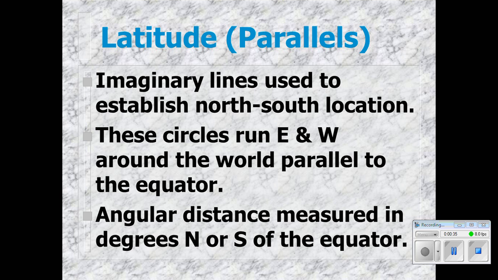Latitude. Another name for latitude is parallels, because that's the way the lines run. They're imaginary lines used to establish north to south location. These circles run east and west around the world parallel to the equator. So if you think about the equator, another line above it and below it, lines of latitude that are also called parallels, and they measure the angular distance in degrees north or south of the equator.